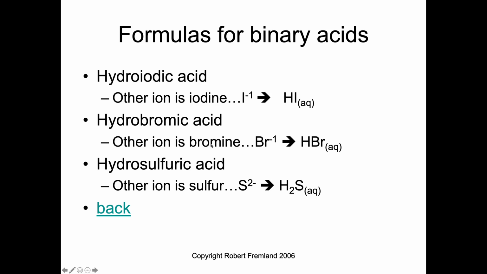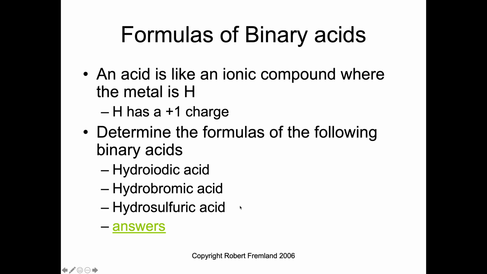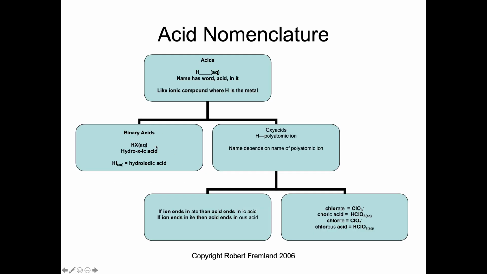Hydrobromic, the other ion is bromine. Bromine is a -1. So H is a +1, HBr. Hydrosulfuric, the other ion would be sulfur. Sulfur is a -2. All right. Back. All right. So that takes care of binary.